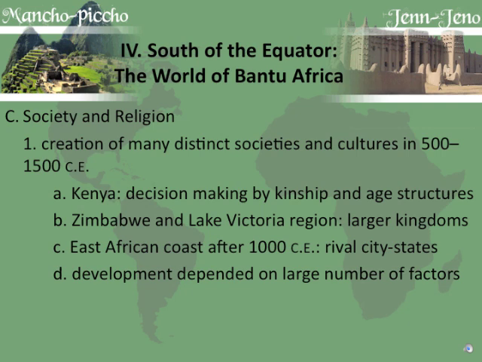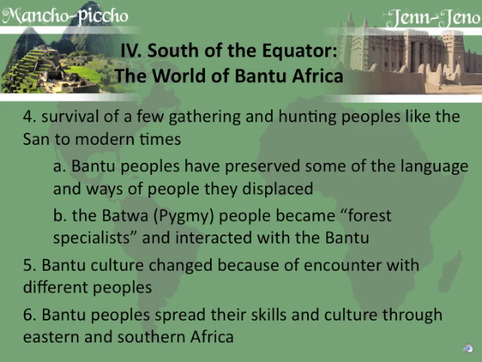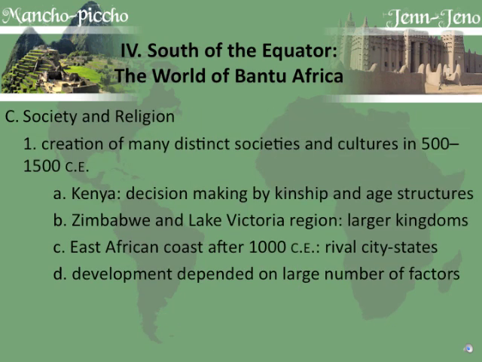That was quite impressive. East African coast, after 1,000, rival city-states, which were pretty competitive within the Indian Ocean trading network and will be a huge route for Islam coming into Africa. Development depended on a larger number of factors within language, agriculture, craftsmanship, things like that.